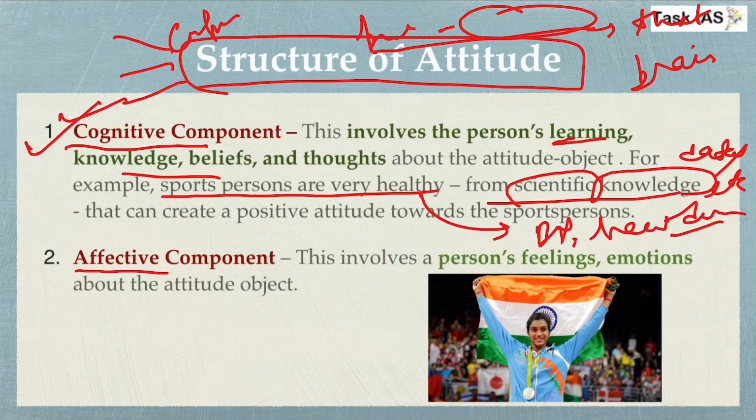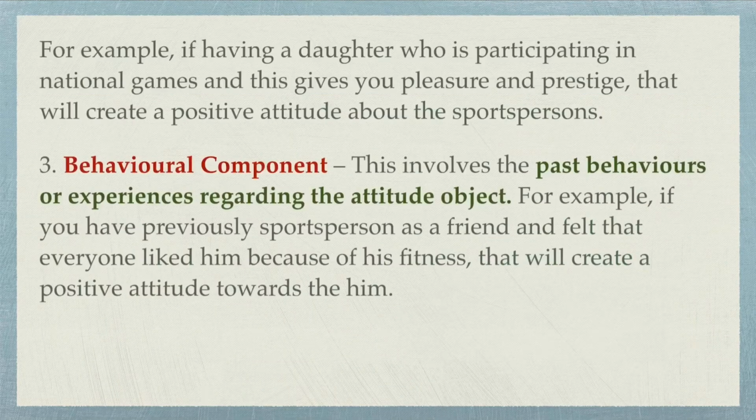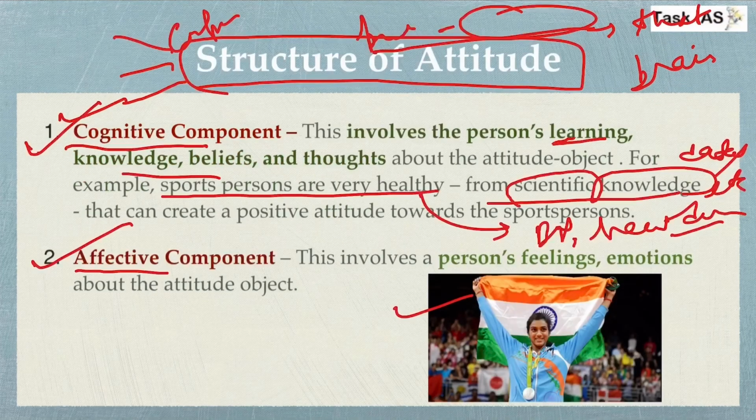Secondly, the affective part. How your emotions and feelings shape your attitude towards a particular object. For example, consider a father whose daughter is participating in sports. Earlier he did not have a positive attitude towards sports, but now that his girl is participating in national games, he has developed a positive attitude towards sports, because his love and affection towards his daughter has contributed to making a positive attitude. So this is another example of the affective component.